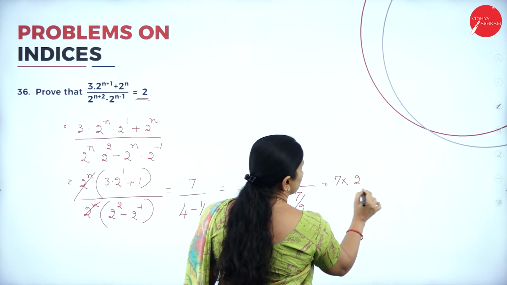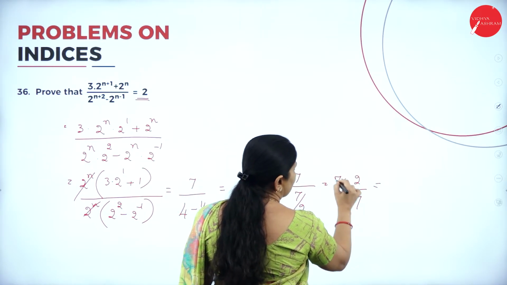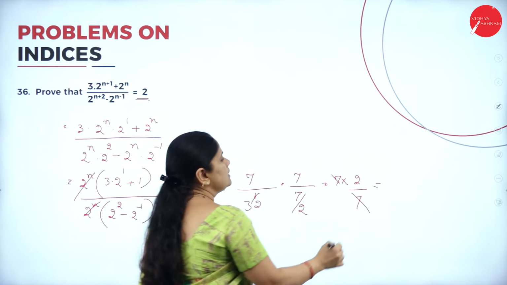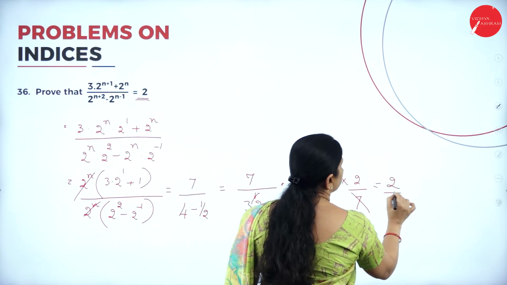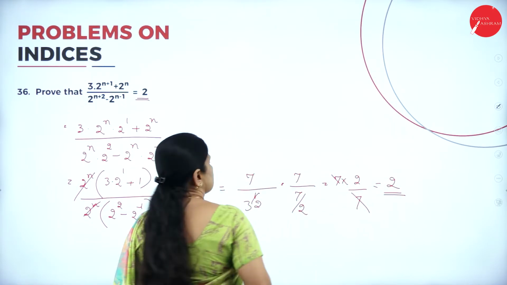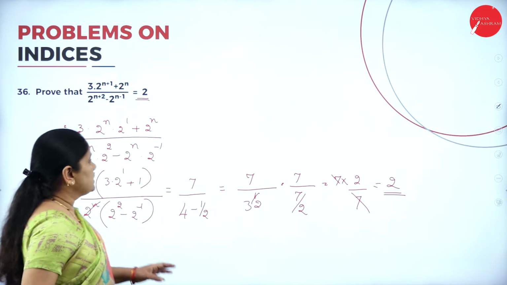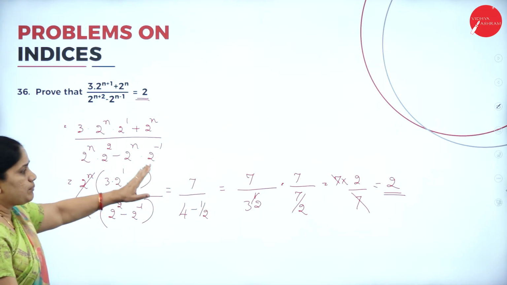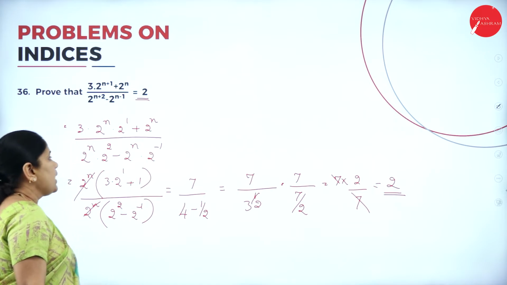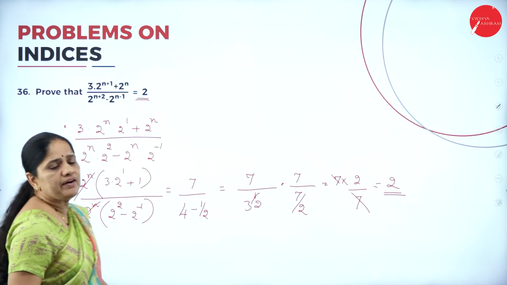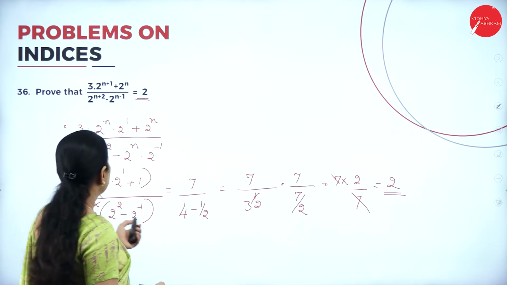7 into 2 by 7. So 7 and 7 get cancelled. So I am left with 2. So 2 is the answer. Hope you have all understood this. So whenever you are given problems on indices, you have to just split the powers and simplify the problem.